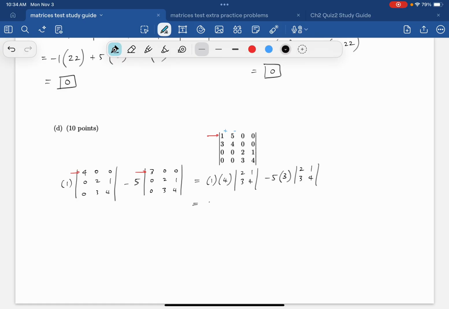And then the final answer is 4 times 8 minus 3, that's 5, minus 15 times, once again, 8 minus 3, that's 5. So in the end, I have 20 minus 75, which is negative 55. All right, let me check my answer. Okay, looks good.